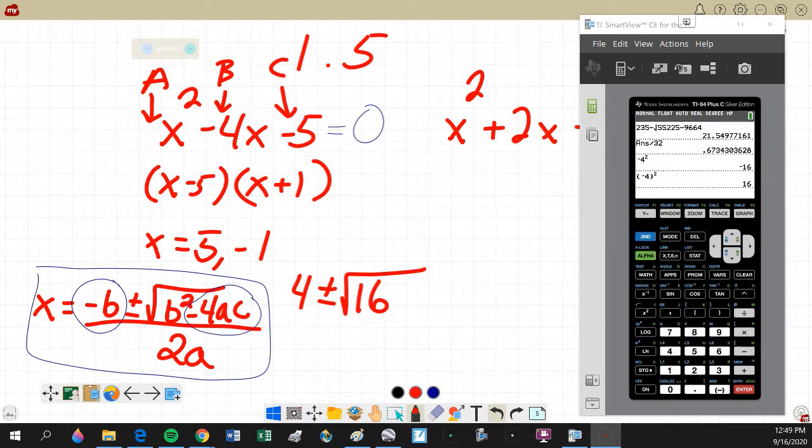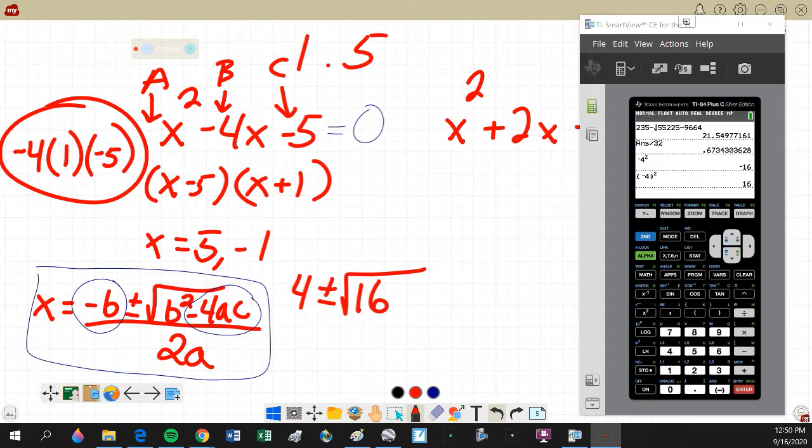So I would write that off to the side. Negative 4 times, what is a? 1 times negative 5, which is c. What does all of that equal? Positive 20. So I'm going to add 20, and then divide that by 2 times a, which is 2. What should I do now?